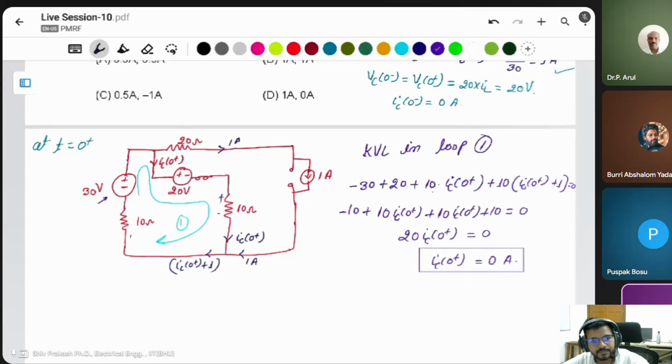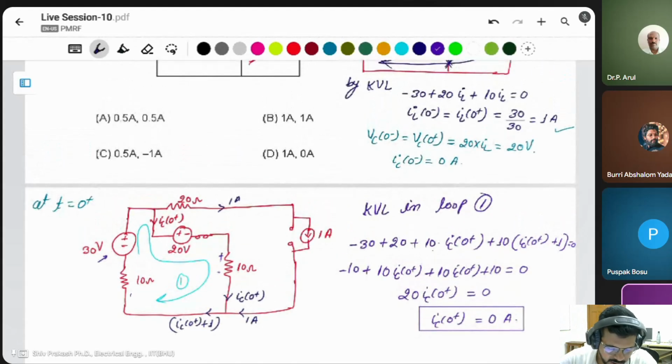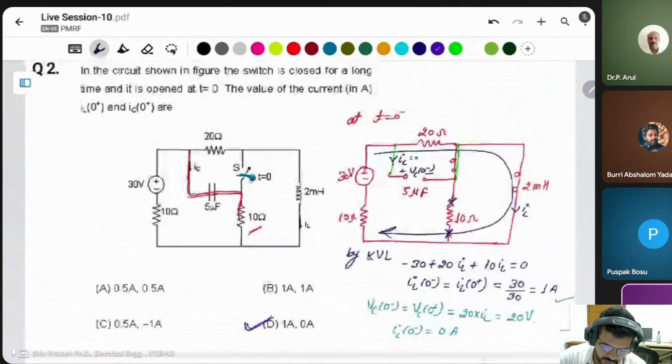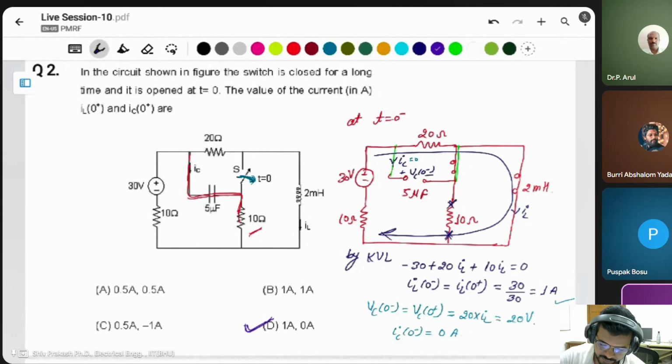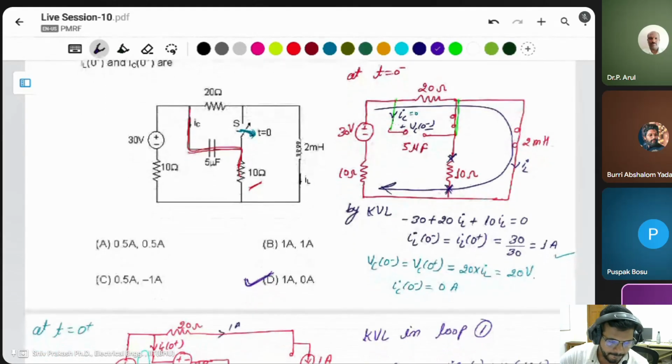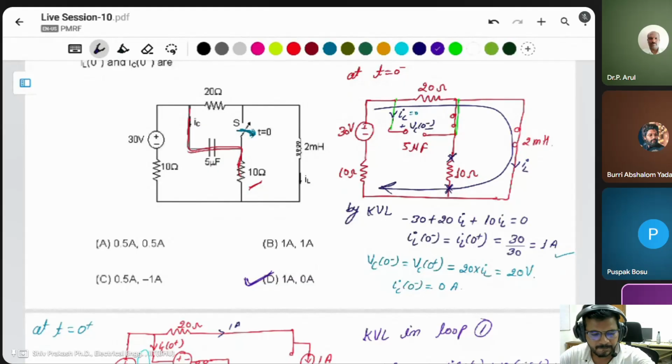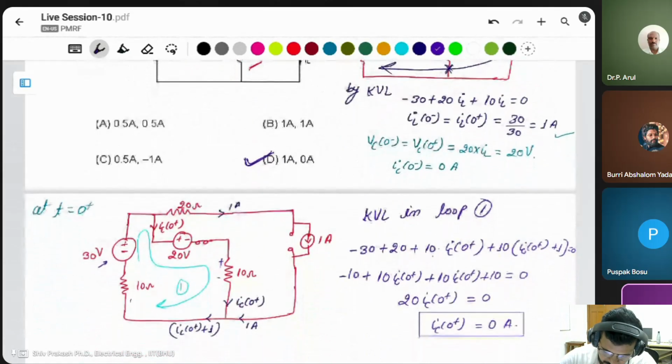Okay, then in the question there is an option D that is correct, 1 ampere of the IL and 0 ampere of the IC. Okay, let's go for the next question.